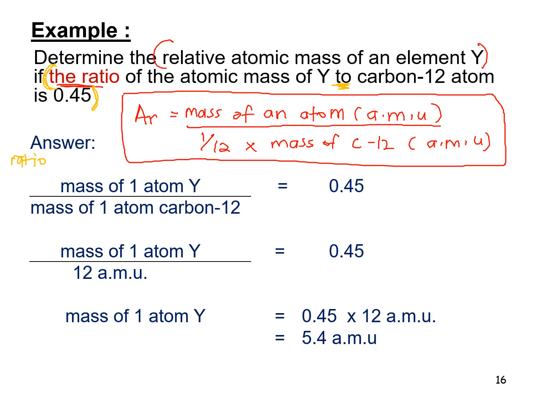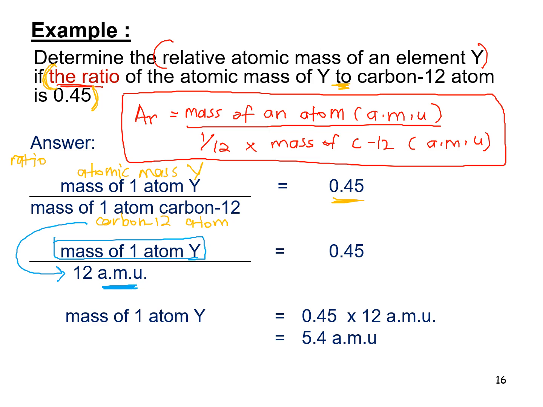So ratio of atomic mass Y to carbon 12 atom. This is carbon 12 atom. Okay, ratio mereka adalah 0.45, right? Sekarang ni, apa lagi yang you tahu? Okay, the next thing that you know that the mass of carbon 12 atom adalah 12 AMU. Unit dia adalah atomic mass unit. Okay? Sekarang ni, kamu kenalah cari mass. You bolehlah dapat mass of one atom Y. Atomic mass Y in unit AMU.